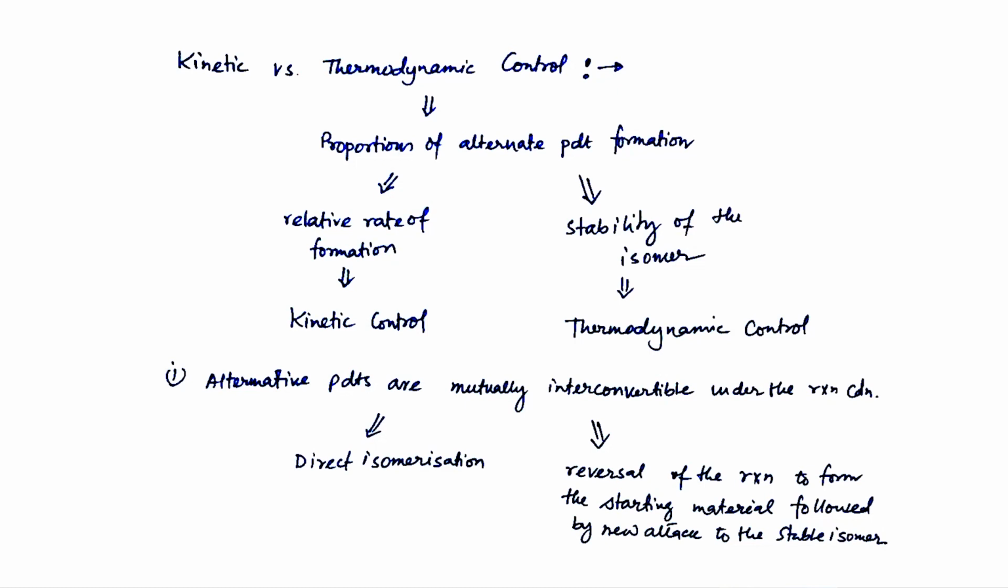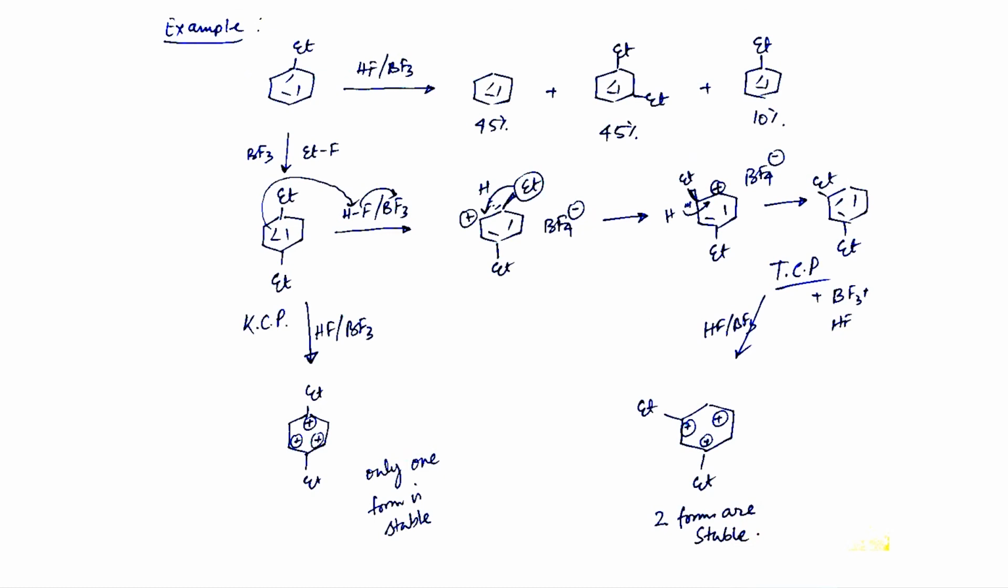So first, kinetic versus thermodynamic control consideration comes when you have two different product formation possibilities. If the reaction is happening very fast, if it is rate controlled, then it is called the kinetically controlled product. If it is stability controlled, it is called the thermodynamic product. Now, how do those two different products interconvert? Either by direct isomerization or another reaction, or by coming back to the starting material and then going to the more stable product. One example I will give, this example I have already shown before.